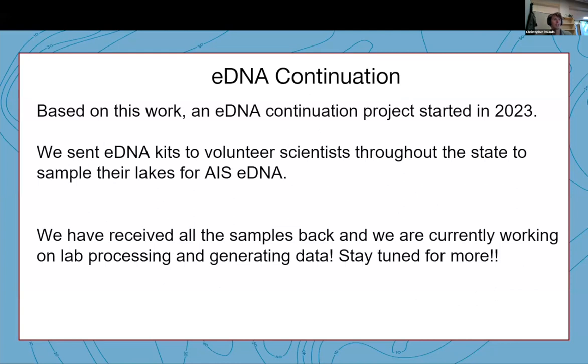So I want to give a shout out to the continuation project that we have, which started in 2023. This continuation project sent eDNA kits to volunteer scientists throughout the state to be able to sample their lakes for aquatic invasive species. Currently, we've received all of these samples back, and we're working on the lab processing and generating data. So stay tuned for those interesting and fun results.